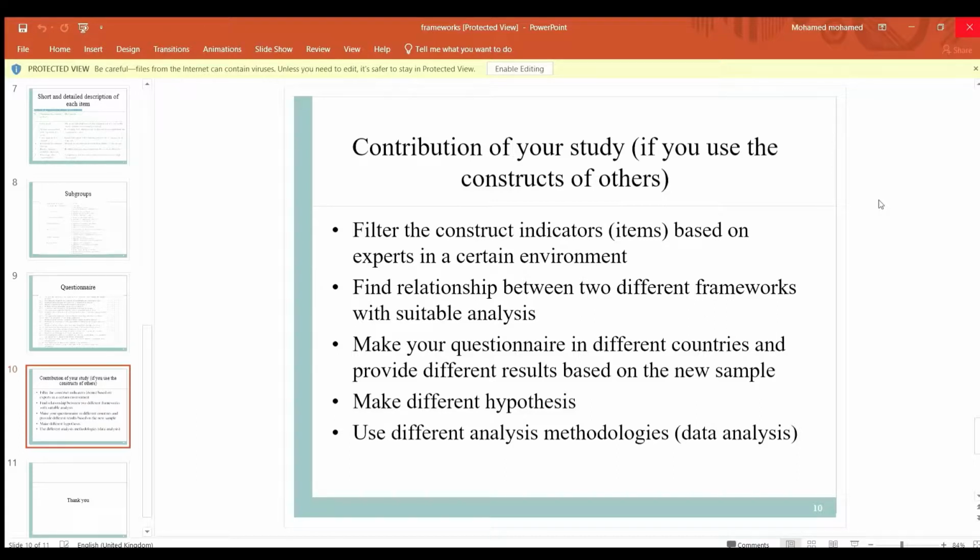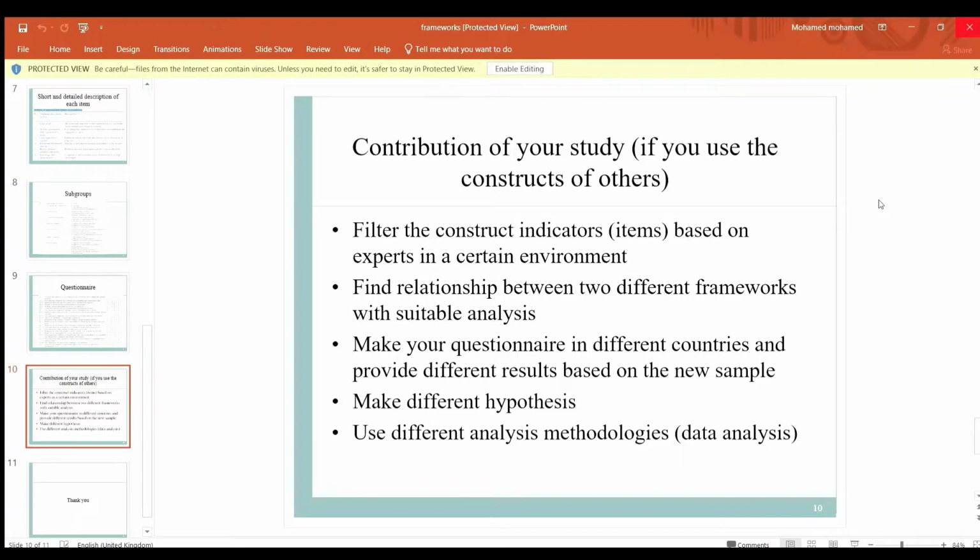The third possibility is to make your questionnaire in different countries and provide different results based on the new sample, because the previous paper made it in a certain environment. You want now to use another environment that is completely different, and you might also make some comparison between your results and the results of the original paper.